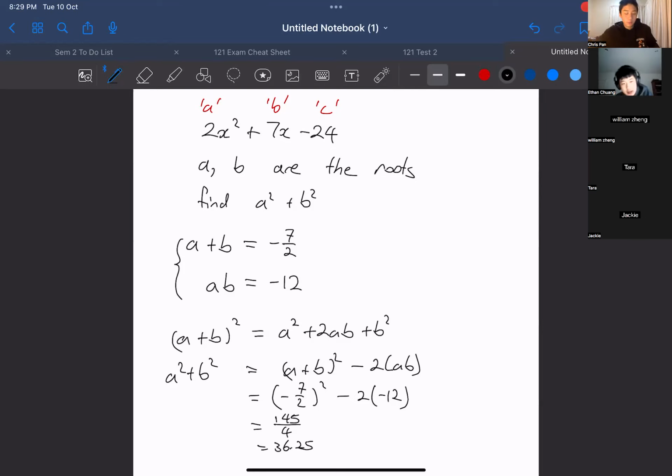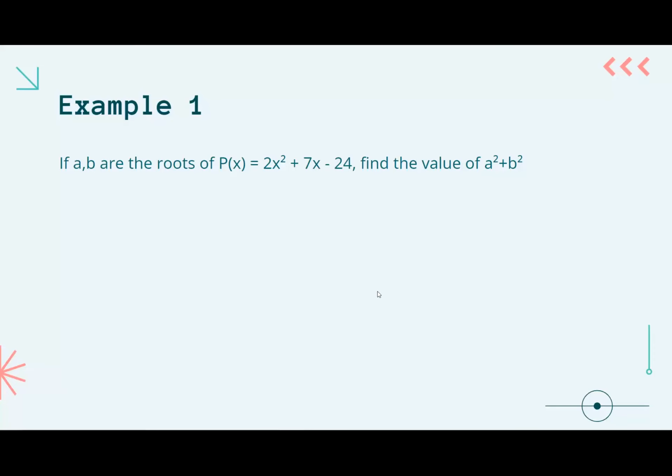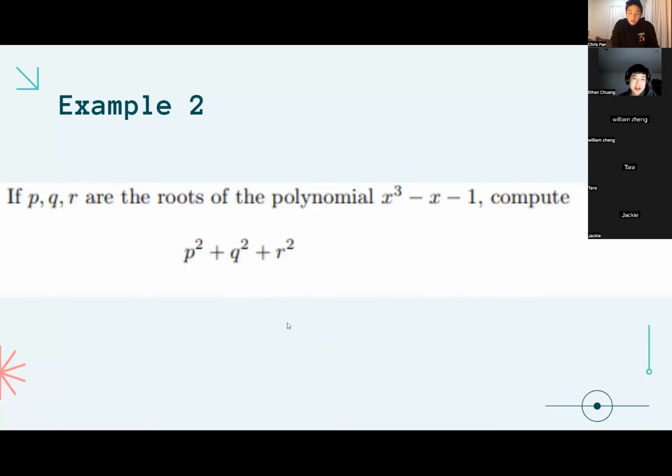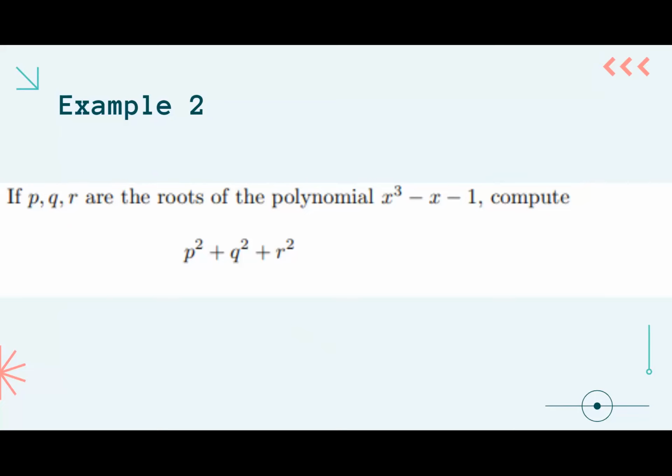We have one more example with a cubic instead of a quadratic. Hope you guys remembered how those rules work for cubics. Oh, it's blurry as hell. If P, Q, R are the roots of the polynomial x cubed minus x minus 1, compute P squared plus Q squared plus R squared.